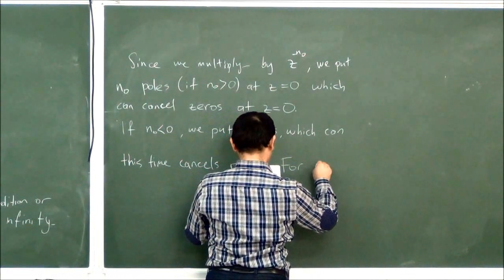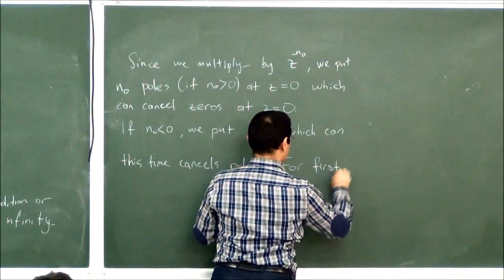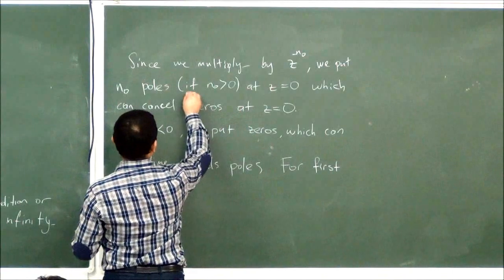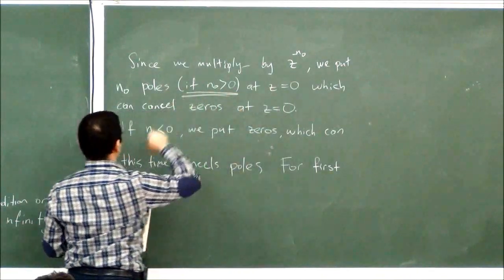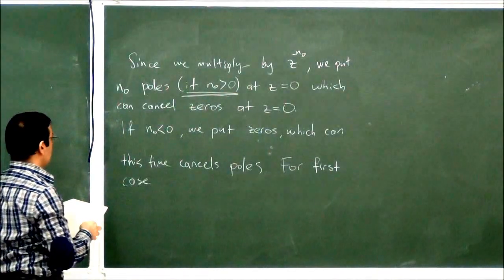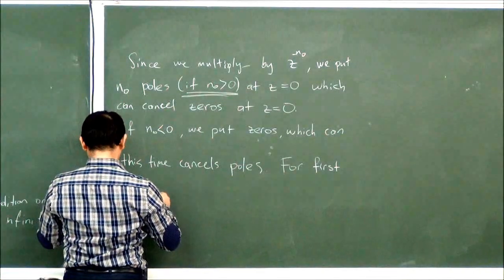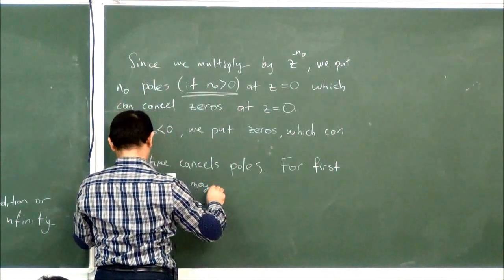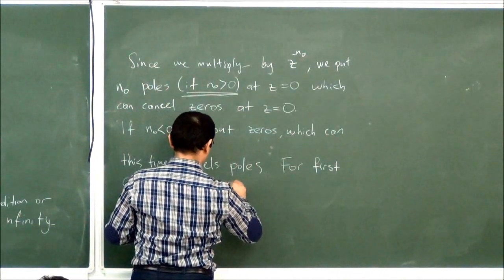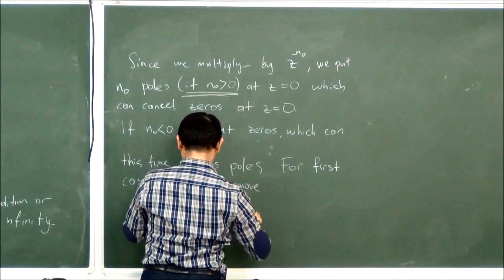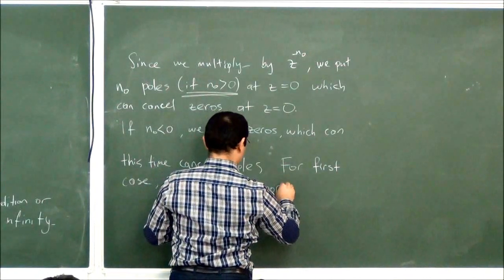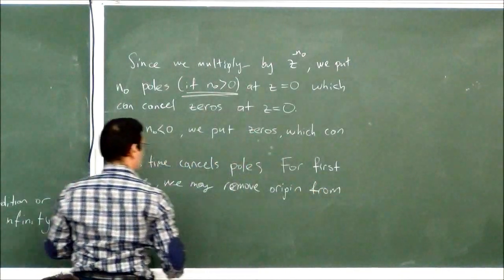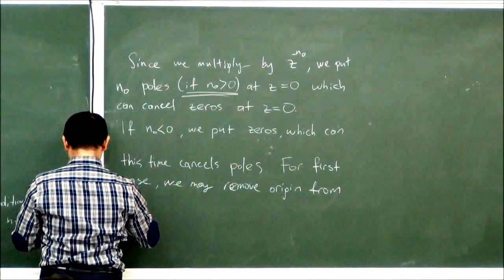For the first case, what is the first case? In this case, n0 is greater than 0, so you're adding some poles at the origin. For the first case, we may remove the origin from the region of convergence.